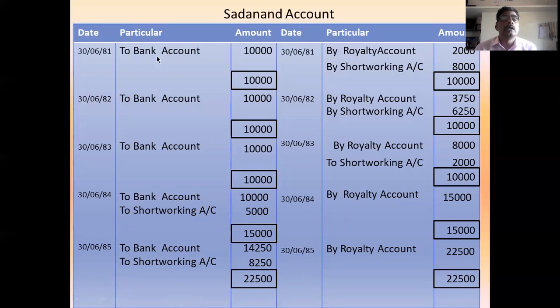You remember once again: on the debit side you always write "to bank" and take the date, year and date and amount from the payment column. On the credit side, "by royalty", amount from the royalty column. The difference you represent as short working. It may be on the credit side or the debit side. Clear? This is simple. Remember these words and prepare the account.